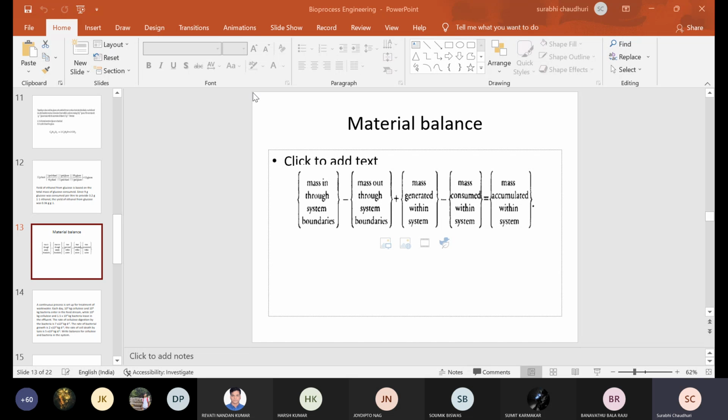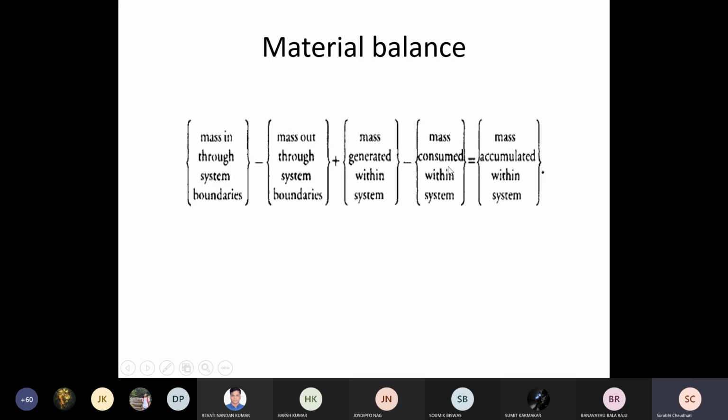So now we move to material balance. How do we do material balance? The basic formula is given here, that you always have to remember for anything. All of you will need this one in your engineering studies.